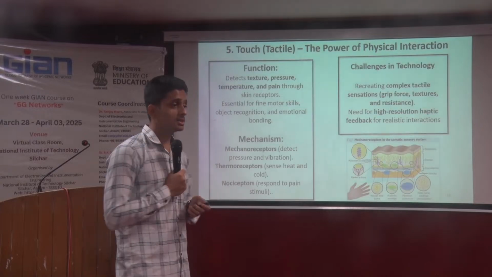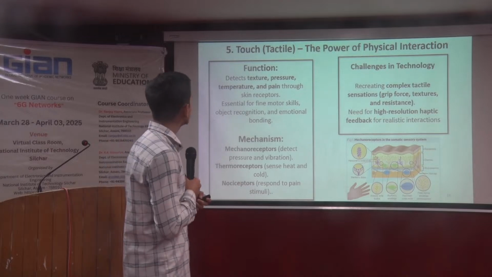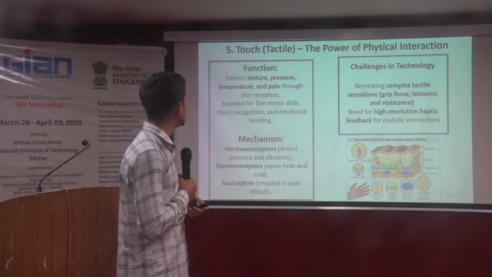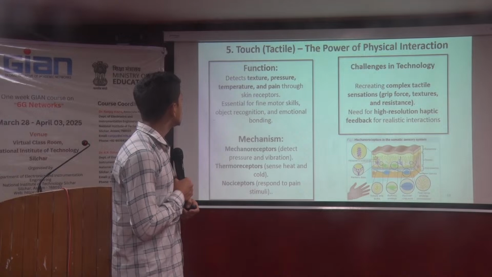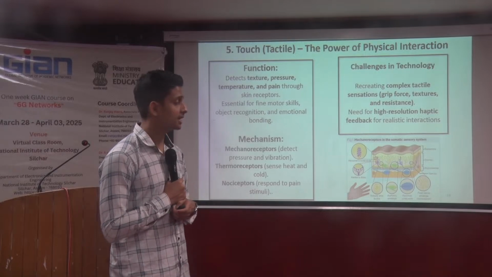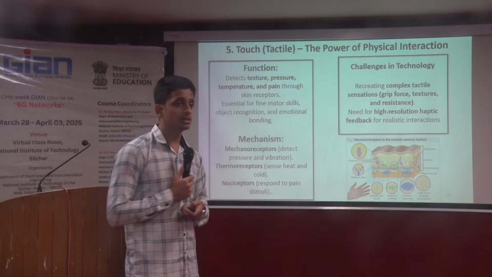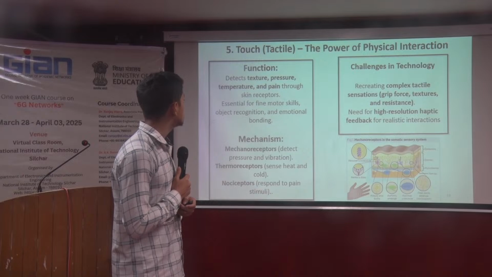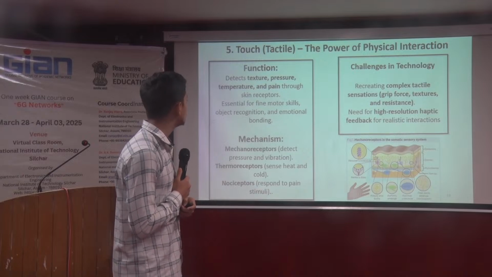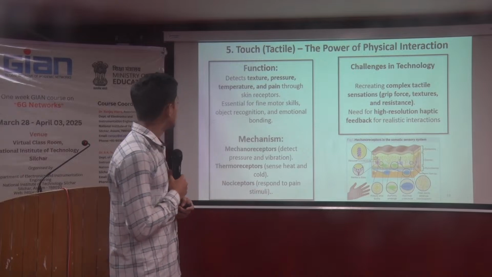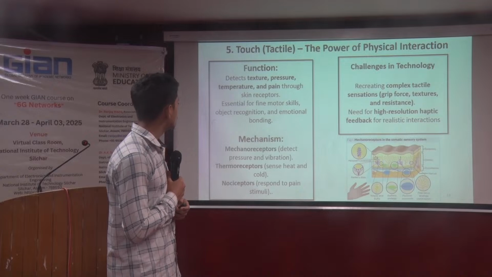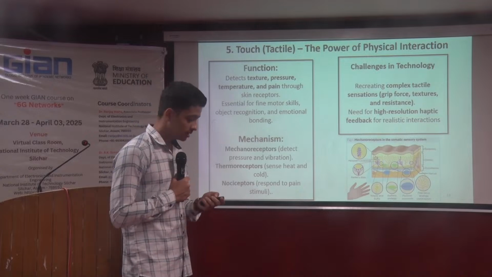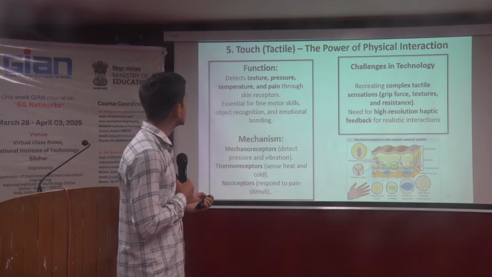So the next one, the fifth, is touch. Touch and tactile: the power of physical interaction. The function is to detect texture, pressure, temperature, and pain through skin receptors, essential for fine motor skills, object recognition, and emotional bonding. So how does touch work?